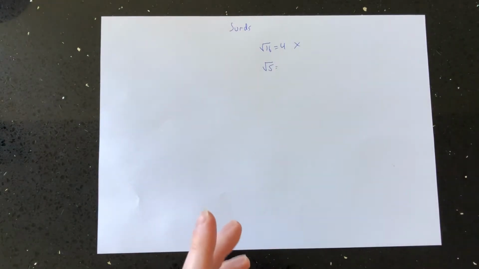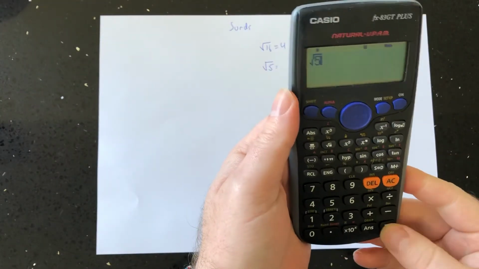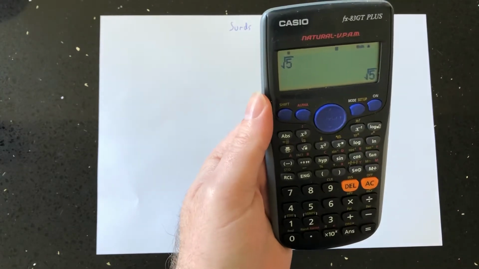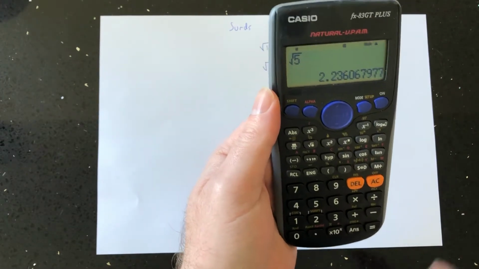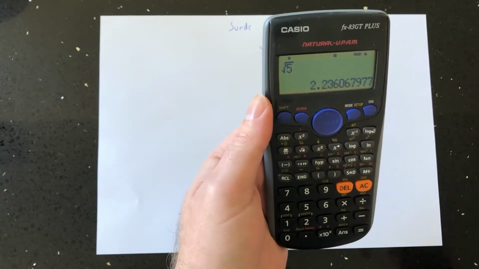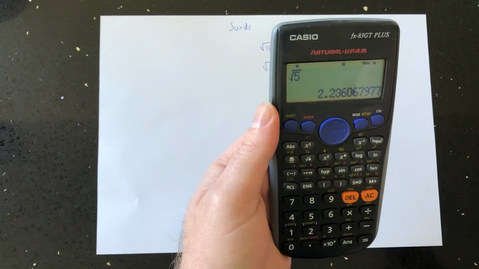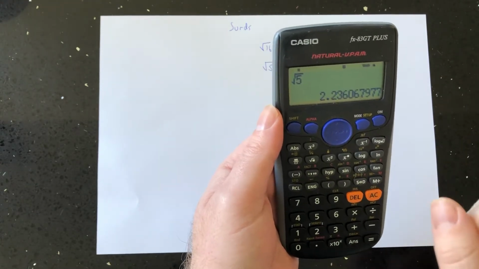Now, if we were to put the square root of 5 into a calculator and hit equals, it's going to tell us it's the square root of 5. We could obviously press this button here and it'll turn it into a decimal. The problem is this decimal goes on forever. It's like pi. It's an irrational number, goes on forever, doesn't repeat. We can never write it down. We can have a good go, but we'd be going forever.